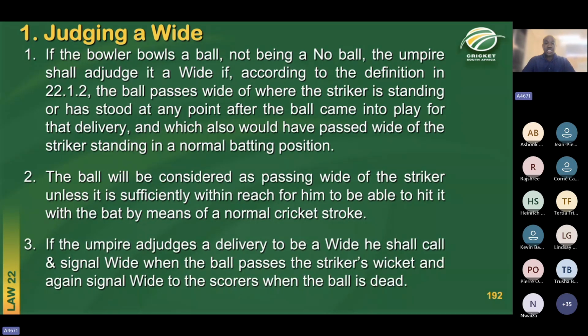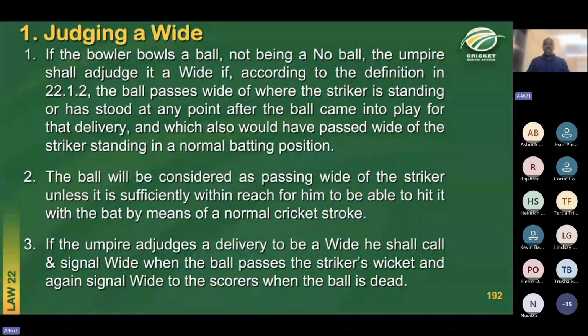If the umpire adjudges a delivery to be a wide, he or she shall call and signal wide when the ball passes the striker's wicket, and again signal wide to the scorers when the ball is dead. So the first call and signal of wide by the bowler's end umpire is a quick one, as and when the ball is bowled and passes wide of the striker, wide ball.